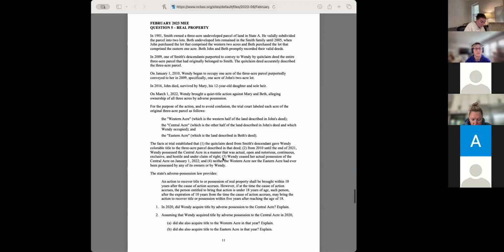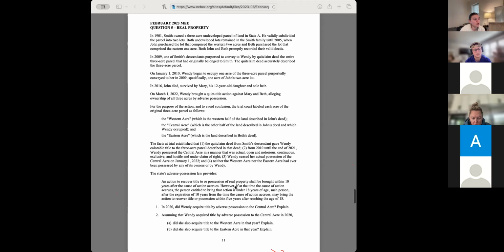Okay. What do we think that's indicating? That she had the adverse possession? Mm-hmm. And then 3 is that Wendy ceased her actual possession of Central Acre on 1/1/2022. And then 4 is neither Western nor Eastern Acre ever had been possessed by any of its owners or by Wendy. The state's adverse possession law states that an action to recover title to or possession of real property shall be brought within 10 years after the cause of action accrues.